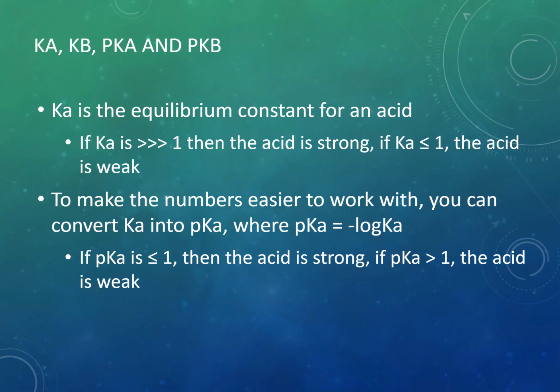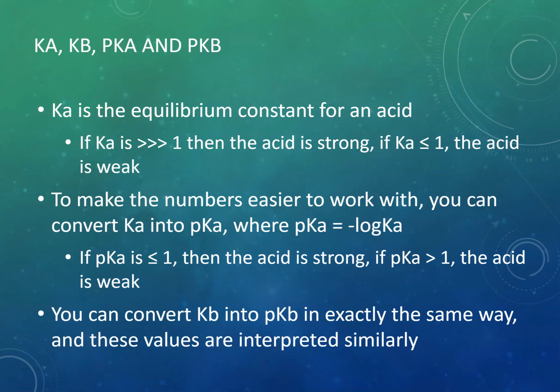Because these are negative logs, if the pKa ends up quite small, like less than 1, or a negative number, then the acid is strong, and if the pKa is greater than 1, then the acid is weak. So typical values for a weak acid would have a pKa of between 3.5 and 6. That would be pretty typical. That will cover your range from methanoic acid through to ammonium. Okay, and of course the same thing can be said for Kbs. I can turn them into pKb.